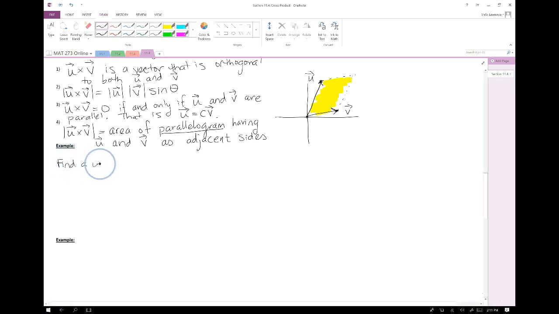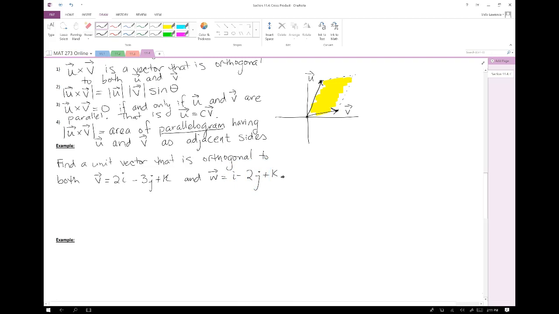Let's find a unit vector that is orthogonal to both V, which is 2i minus 3j plus k, and W, which is i minus 2j plus k.